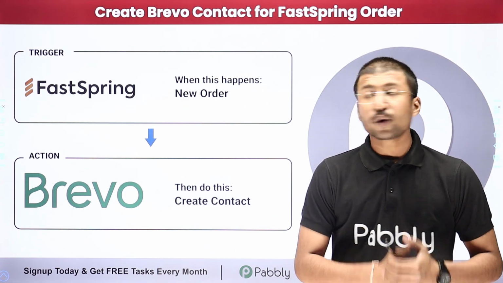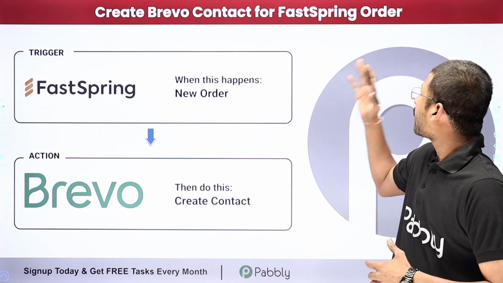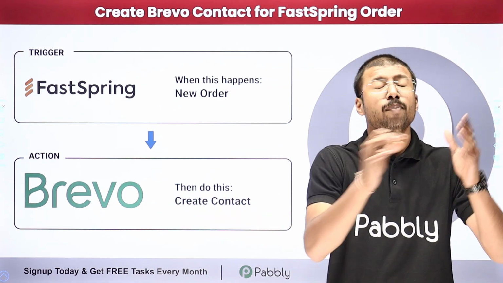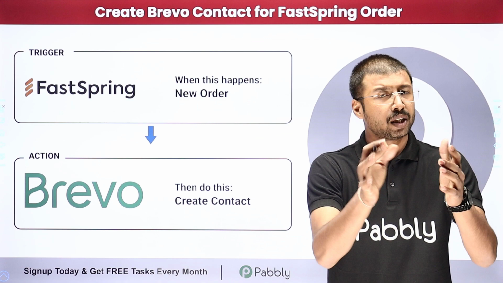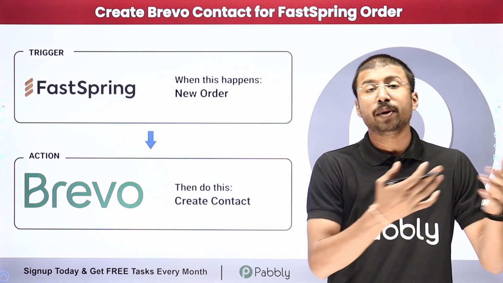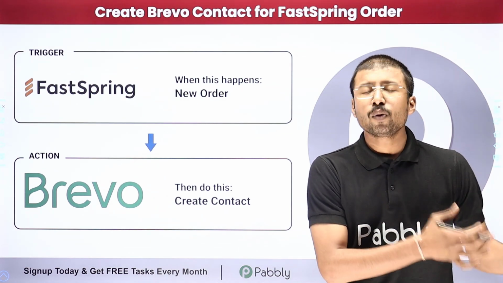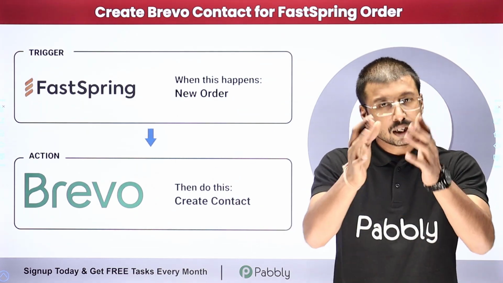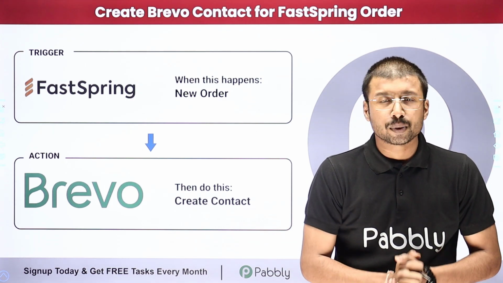So in this video, we are going to learn how to create a Brevo contact for a FastSpring order. Let's say you're using FastSpring as a payment gateway to collect online payments. Now you want that whenever you get a new payment, a new order in FastSpring, you add the same customer as a contact in Brevo, your email marketing platform. So let me tell you, you can completely automate this process.